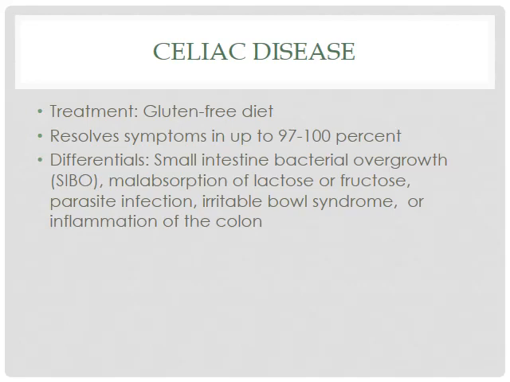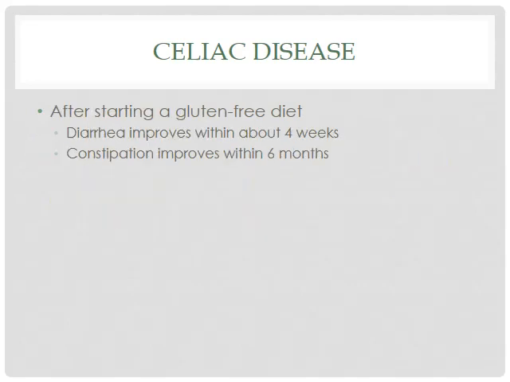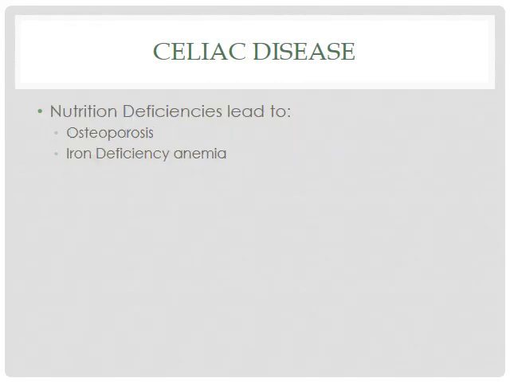If symptoms are not resolved, consider some differentials, such as small intestine bacterial overgrowth, also called SIBO, malabsorption of lactose or fructose, parasite infection, irritable bowel syndrome, or inflammation of the colon. After starting a gluten-free diet, diarrhea often improves within about 4 weeks, and constipation improves within 6 months. Nutrition deficiencies with celiac disease can lead to osteoporosis and iron deficiency anemia.